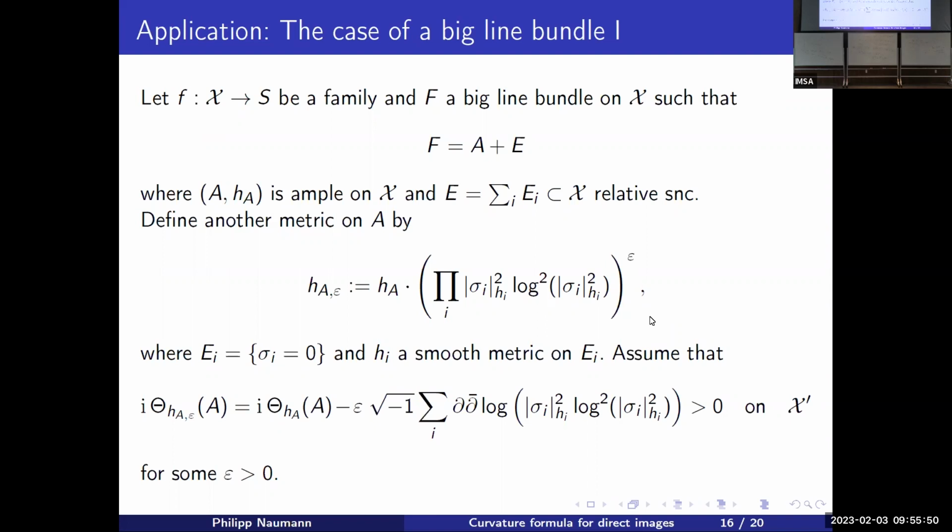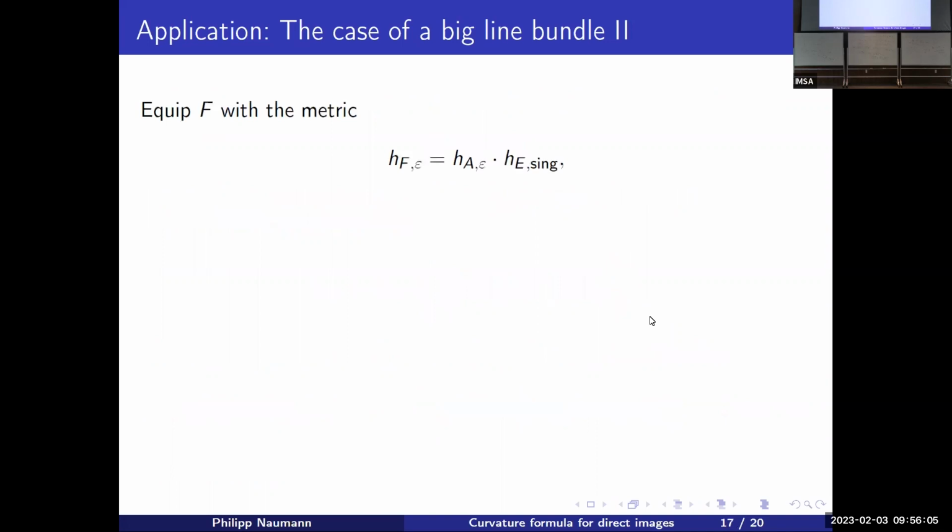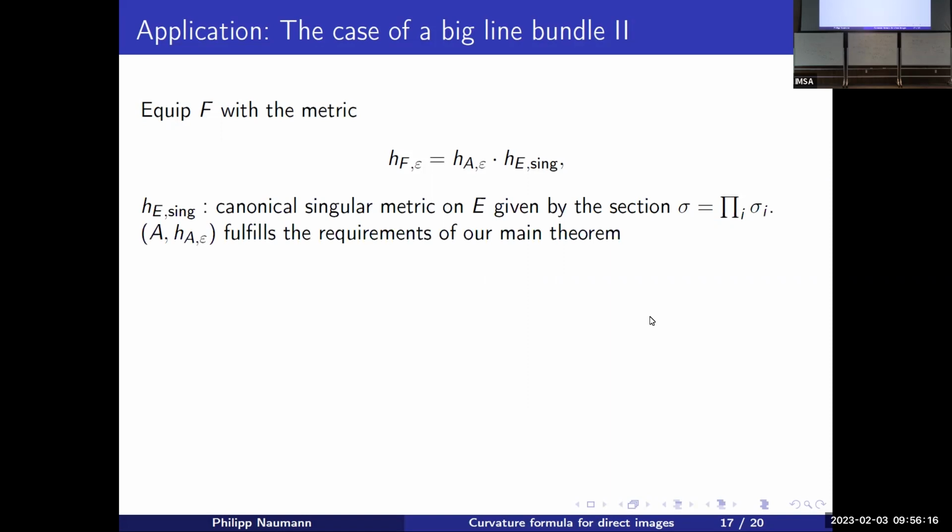So you now want to apply it to get, at the end, the direct image of the relative canonical twisted by F. F is big, so now somehow you want to handle in general this big case, and you apply it. So you equip this metric F just by this modified positive metric on A and the usual singular metric on E, and we are given just by canonical sections. And then A fulfills the requirements for my theorem.